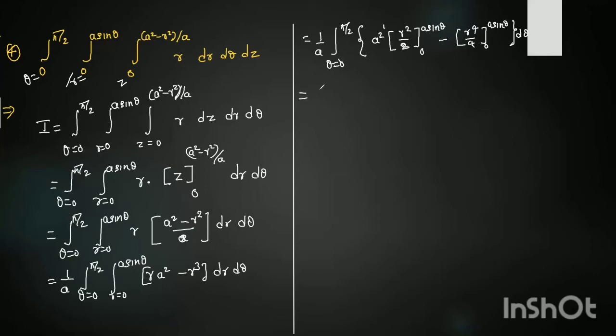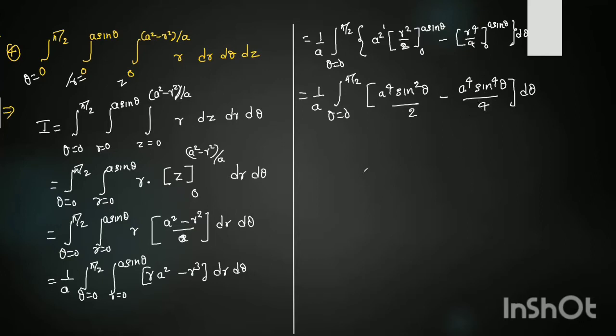I'll write directly: 1 by a, integration of theta equal to 0 to pi by 2, bracket, a to the power 4 sin squared theta divided by 2, the 2 is as it is. Here, what will I get if I substitute a sin theta? a to the power 4 sin to the power 4 theta divided by 4, d theta.